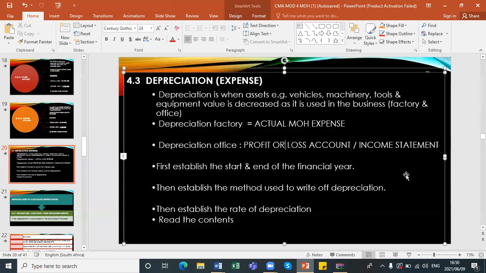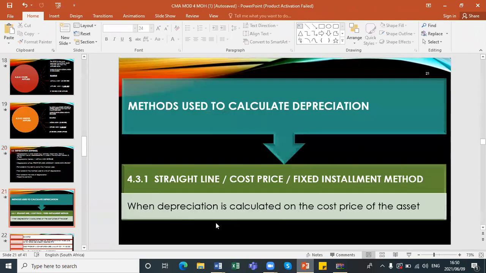Now, when you want to calculate depreciation, you must first establish, are you calculating depreciation for the full financial year or for part of the financial year? If you're doing it for the full financial year, you must first establish the start and the end of the financial year. Then the next thing, what method are you going to use to calculate depreciation? Then establish the rate of depreciation, and then you need to read the contents.